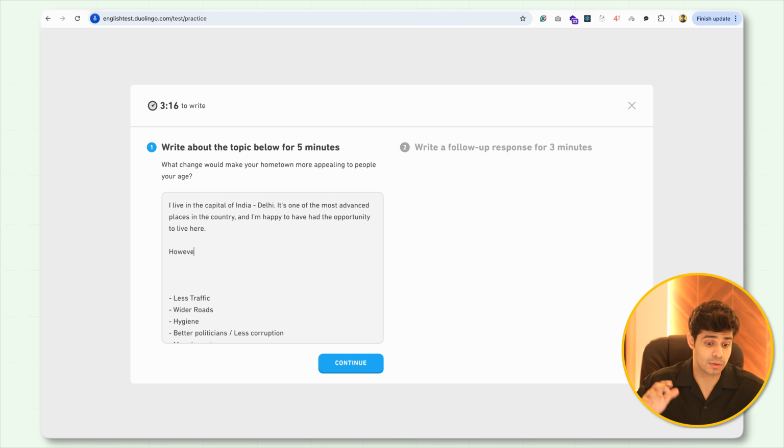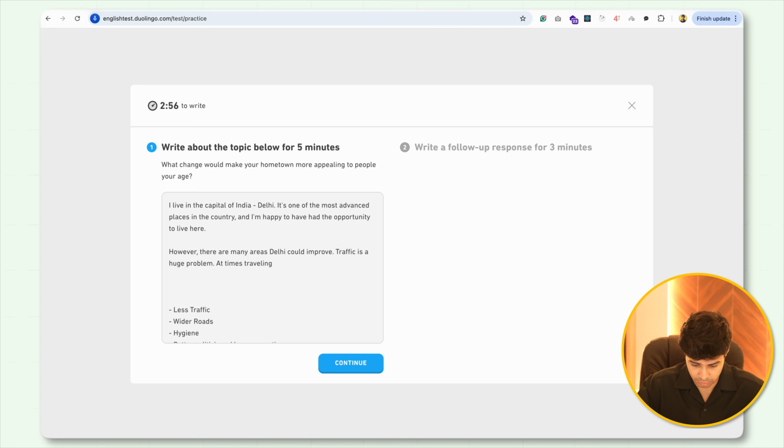However, and you want to change the paragraph, there are many areas Delhi could improve. Traffic is a huge problem. At times, traveling just 5 kilometers can take north of 1 hour.